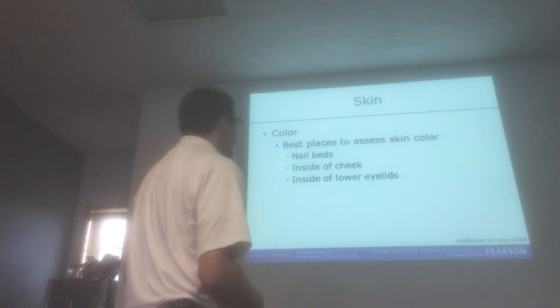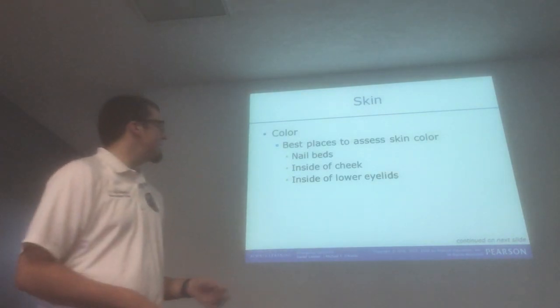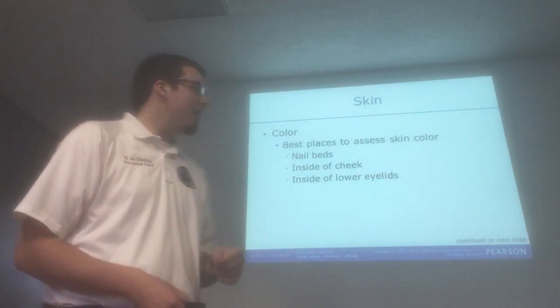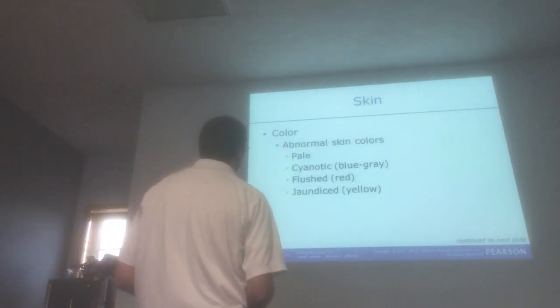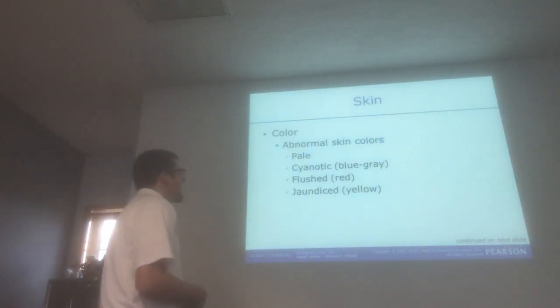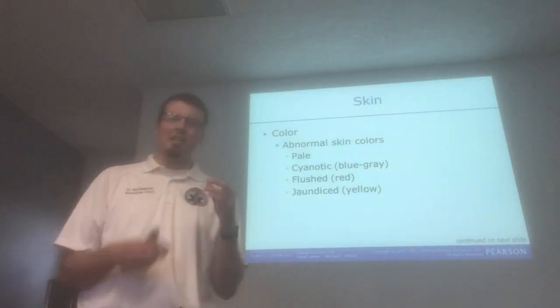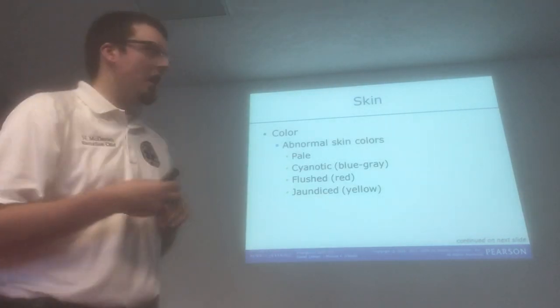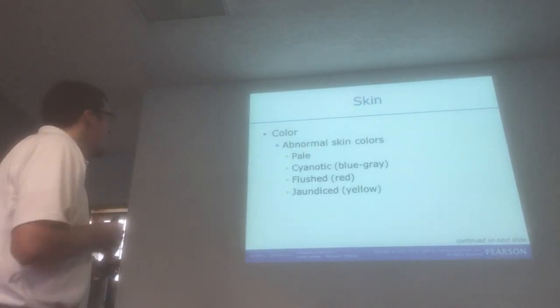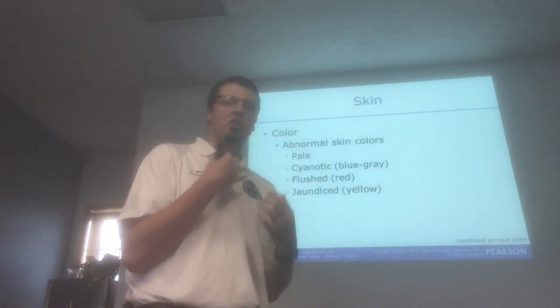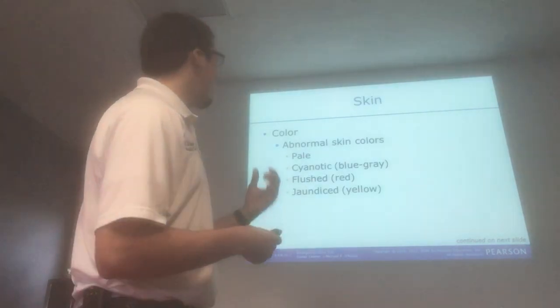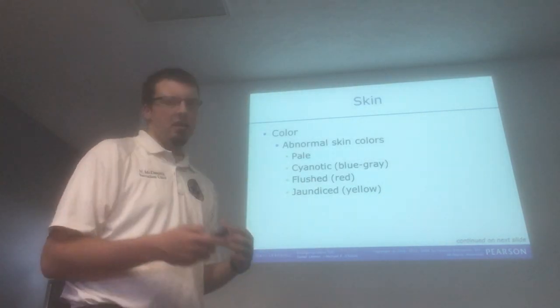So color, the best place to assess color is in the nail beds, the inside of the cheek, or the inside of the lower eyelids, okay? Abnormal skin colors would be pale, cyanotic. Cyanotic is kind of a bluish, grayish color. A lot of times you'll see it around the lips. Flush red or jaundiced, when their skin starts to turn a yellowish color. Those are all abnormal skin color signs.